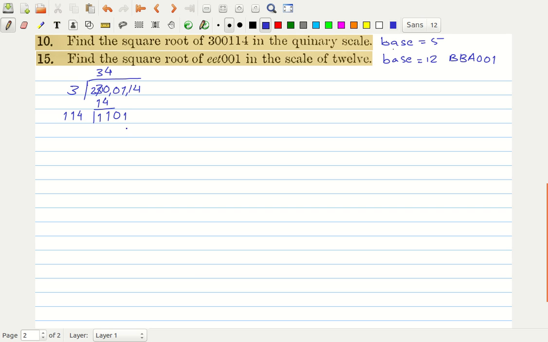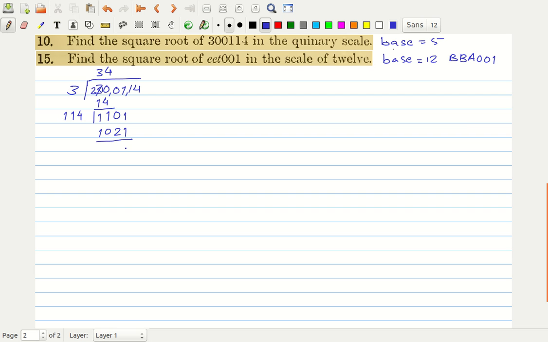So this is 4 times 4 is 16. Now how to write 16 in base 5? It is 3 times 1, so you have a carryover of 3. So 4 times 1 is 4 plus 3 is 7, which is 1, 2 in base 5. So you have a carryover of 1 again. 4 times 1 is 4 and plus 1 is 5, which is 1, 0 in base 5.